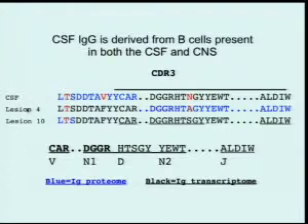Here's spinal fluid, lesion 4, lesion 10 from the brain. You can see the clear identity of sequences, suggesting that there was a common germline B cell which underwent further somatic mutation in the spinal fluid and brain.